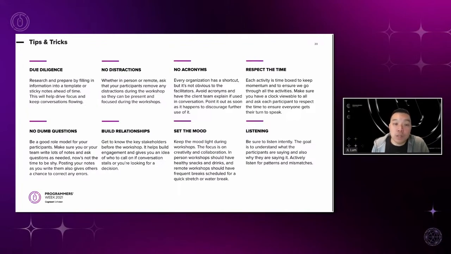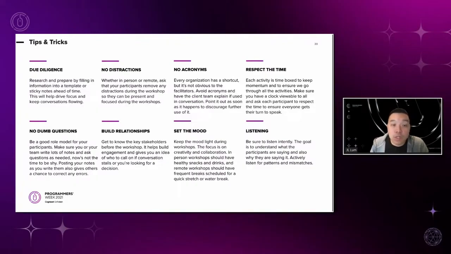And the second one, again, is try to limit your distractions. I realize that people at home, there's just some things that they can't avoid. But whether in person or remote, you want to ask that people try to remove as many distractions as possible so that they can just be present and focused on the workshops. So that might mean turning your phones on vibrate or off, making sure that you're in a good space, that you have snacks or water available to you so that you don't have to feel hungry or walk up and grab many of those items. So yeah, just having them be present and focused.